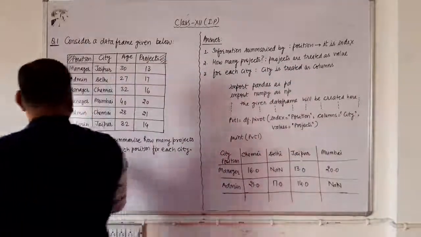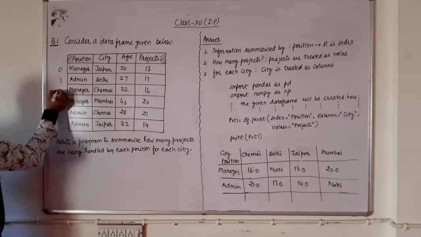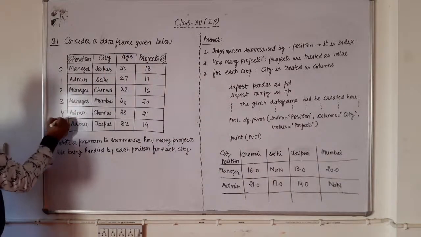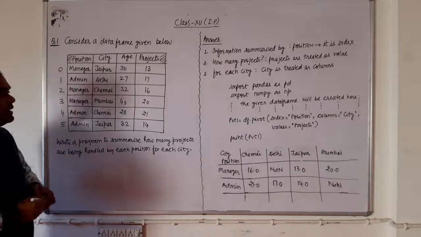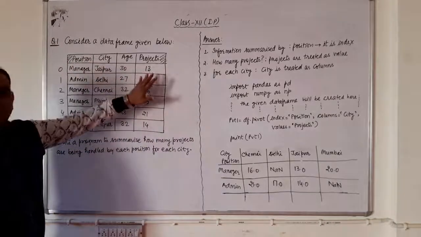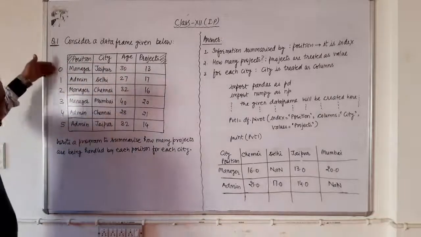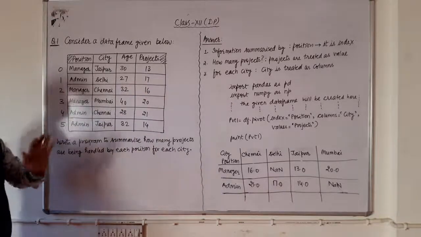This is the data frame with 4 columns, and if you want to see the index here, 0, 1, 2, 3, 4 and 5, this is the default index of this data frame. Now, this data frame contains 4 different columns and a default index value. Now, what is the question?